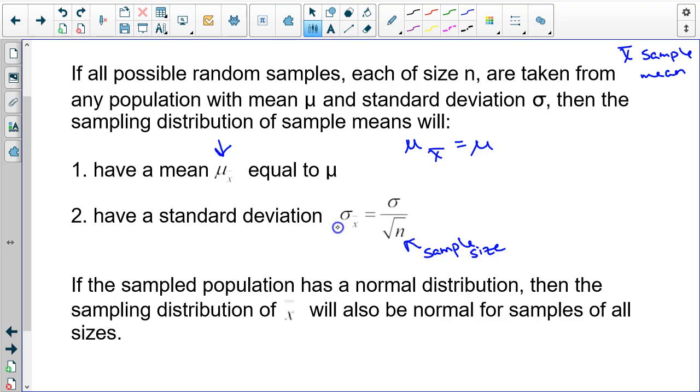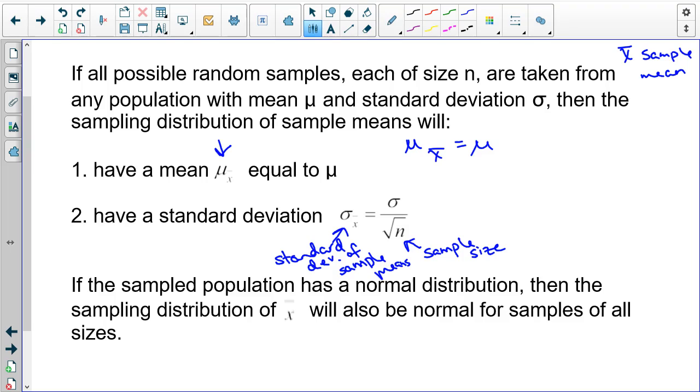So you have sigma sub x bar. This is the standard deviation of your samples. It's the standard deviation of your sample means. That's what sigma sub x bar means, okay?